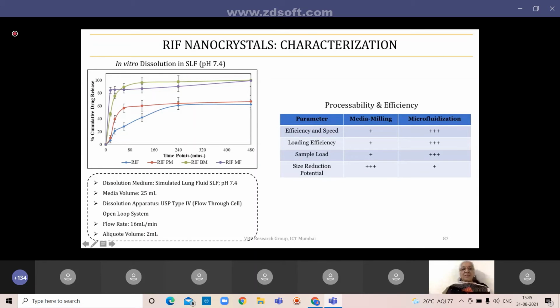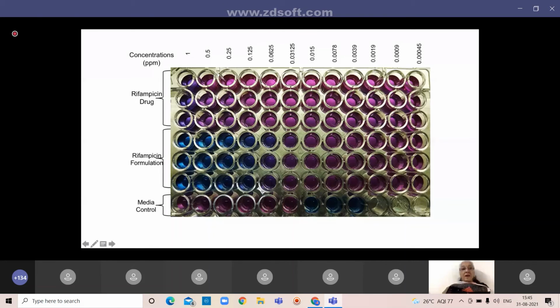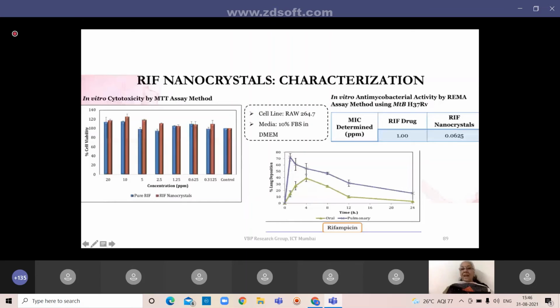But was this it? What we wanted to do is efficacy. So we did REMA. This is with M. tuberculosis, in fact a very virulent pathogenic organism. You can see that the results do indicate that after this particular concentration, there is a change when we have our rifampicin formulation. The drug here is also in solution form, because for all these assays, you have to take the drug in solution form, dissolving it in solvents. But you see the color changing only here. Here, the color changes much earlier. That means its MIC is much less, or in other words, its efficacy is much more.